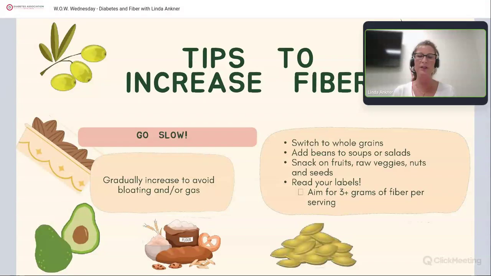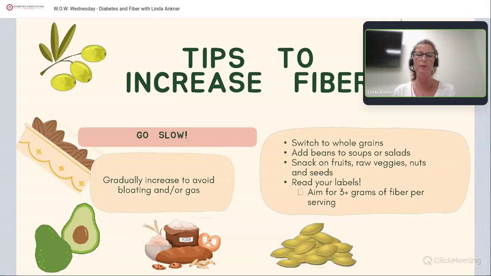Some other tips are to switch some of your grains, or most of your grains, to whole grains. We'll look at some labels in just a minute, and I can show you how to figure that out on your food labels. But when you're looking at ingredient labels on food, you want to make sure that your grain products are starting with a whole grain, whether it's whole wheat or whole oats. That's what you want to be looking for in your ingredient list.